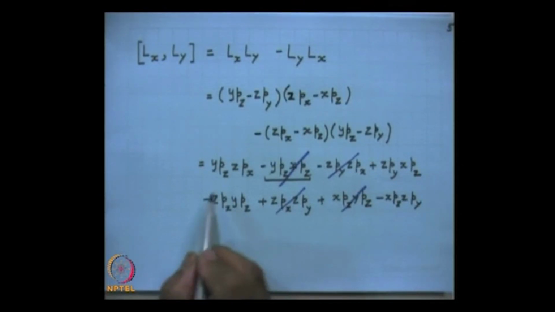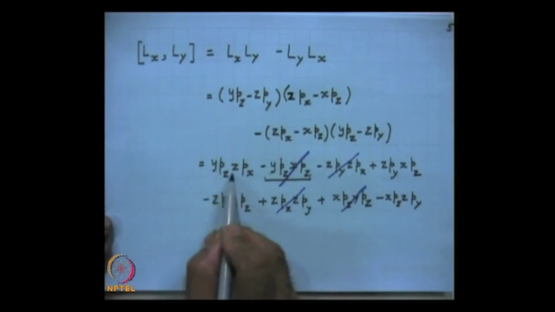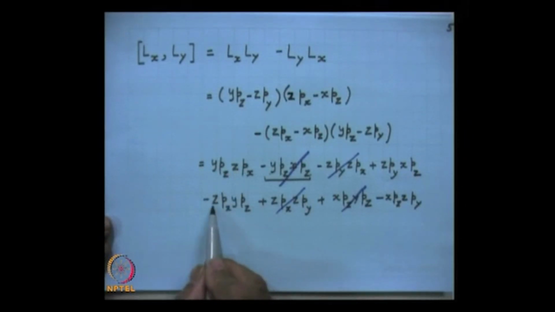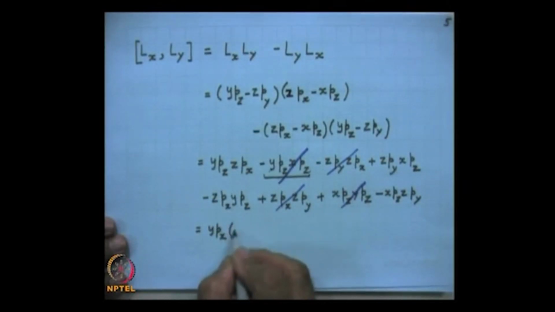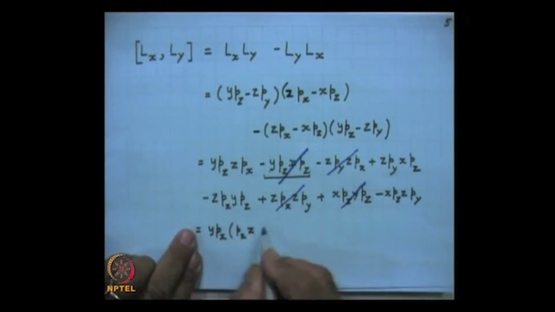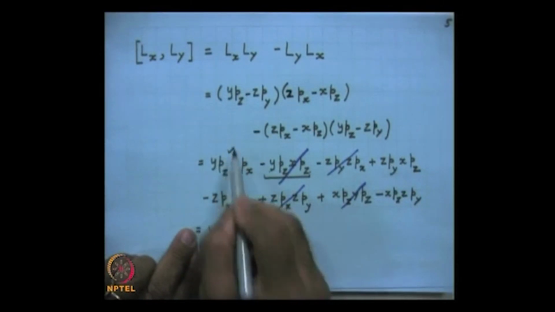But here we have to be careful. Please see that here you have p z z and z p z. So, we have to be very careful. So, we can take these two terms outside. So, we will have y p x, p z z, y p x minus z p z. So, this is this term and this term.